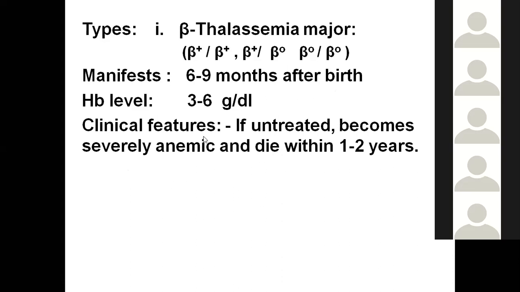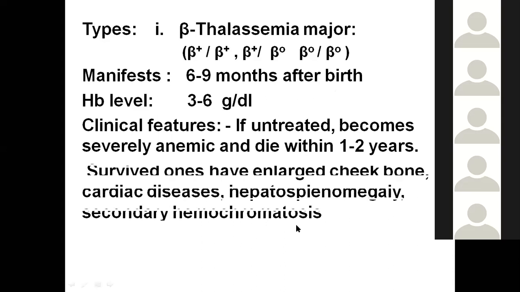Clinical feature, now if untreated, it becomes severely anemic and dies within 1 to 2 years. Death would occur if you are not treating the patient. But the survived ones have enlarged cheekbones, cardiac diseases, hepatosplenomegaly, and secondary hemochromatosis.